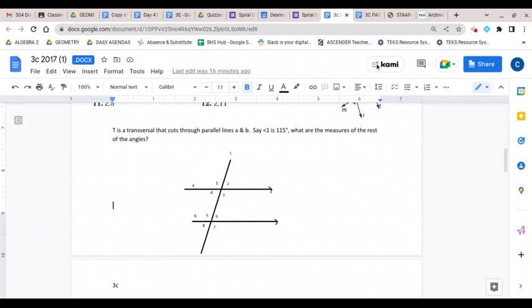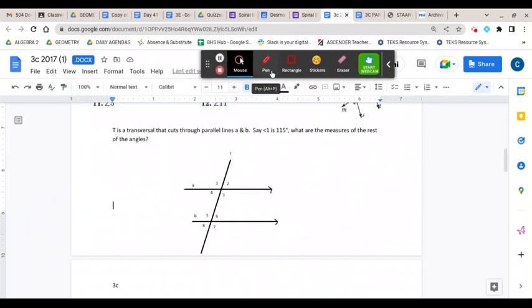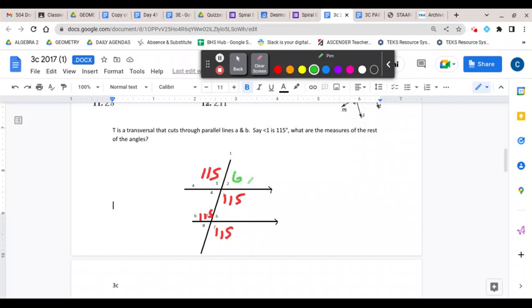Okay, coming back here to the 3C notes, I want to talk about this again because we kind of ran out of time yesterday. So we have parallel lines A and B. Angle 1 is 115 degrees, right? And we said that angle 1 is 115, and 3 is 115, and then 5 is 115, and 7 is 115. And then 2, 4, 6, and 8 were all 65, so we subtracted from 180 to get that.